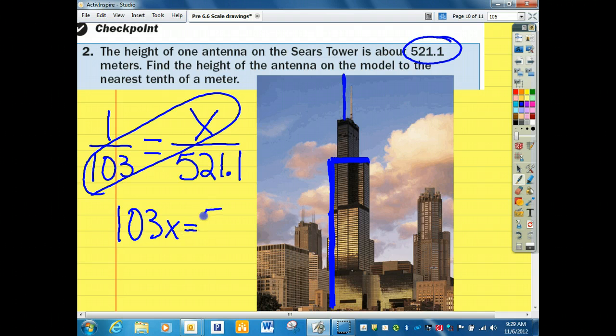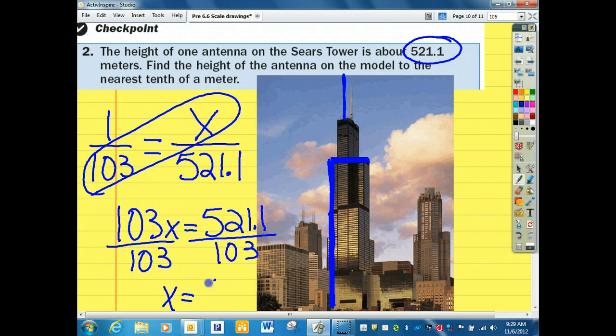103x equals 521.1. Divide by 103. What does x equal? 5, rounded to the nearest tenth, 5.1. Okay, so the scale for the antenna is 1 to about, let's round it to the nearest whole number, 5. So our scale is 1 to 5. What was the scale for this? 1 to 4.